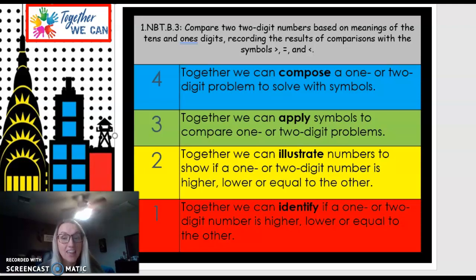First graders, this week for math, we are going to be working on comparing. We're going to be using three different symbols to compare: our greater than, less than, and equal to symbol to show how the numbers relate to each other. So, the way that we can do that is by using our symbols.